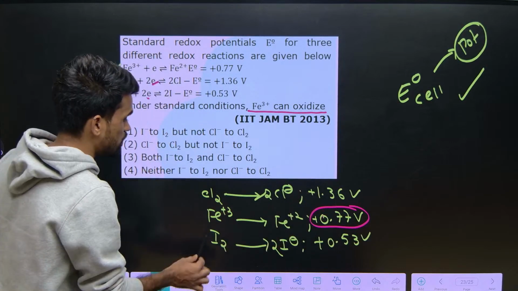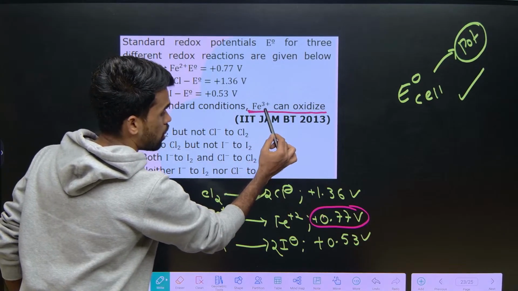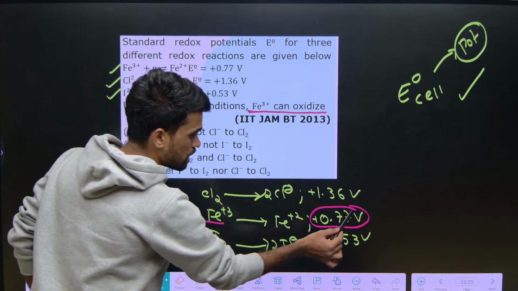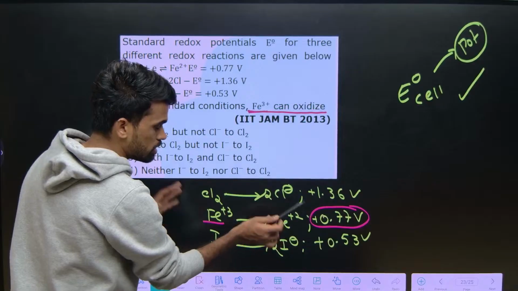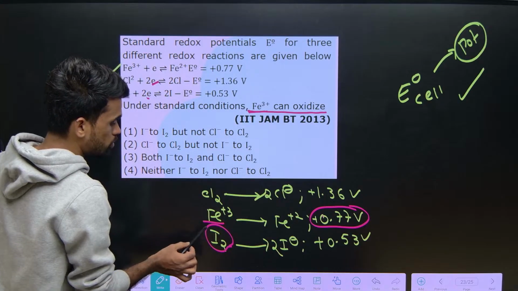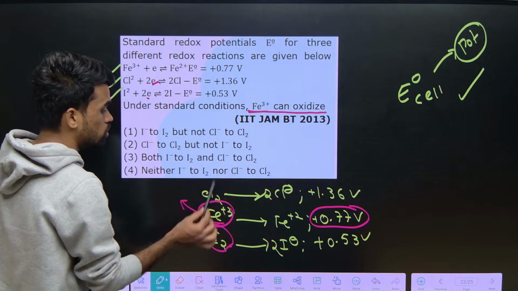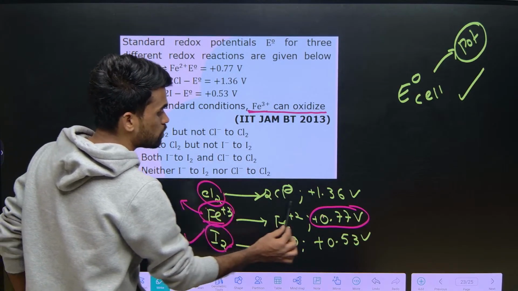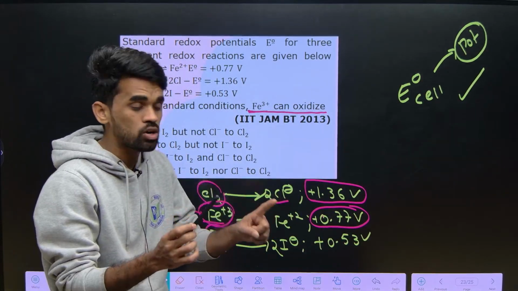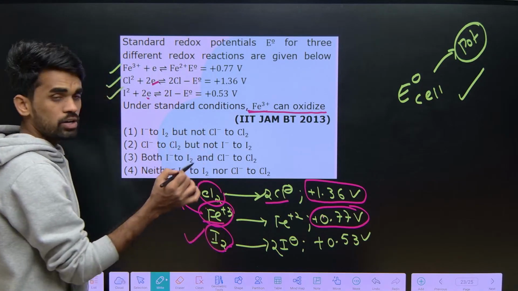Okay, so it means Fe+3 can oxidize others. Fe+3 will undergo reduction and oxidize others if the other has a lower value than this. Now only I2 has a lower value than Fe+3. So Fe+3 can oxidize I- and reduce to Fe+2, but not Cl-. Why not Cl2? Because Cl2 has a higher reduction value, so it will stay in reduced form only, and it will not get oxidized with the help of Fe+3. So Fe+3 can only oxidize I- but not Cl-.